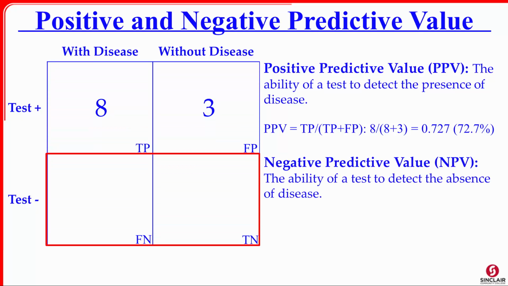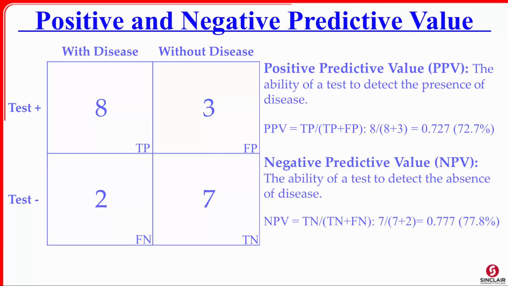So negative predictive value, which is the probability of not having the disease when the test is negative. In our example, we had 2 people with false negatives, and we had 7 people with true negatives. Our formula here is to divide the true negatives by the true negatives plus the false negatives, giving us a negative predictive value of 77.8%.